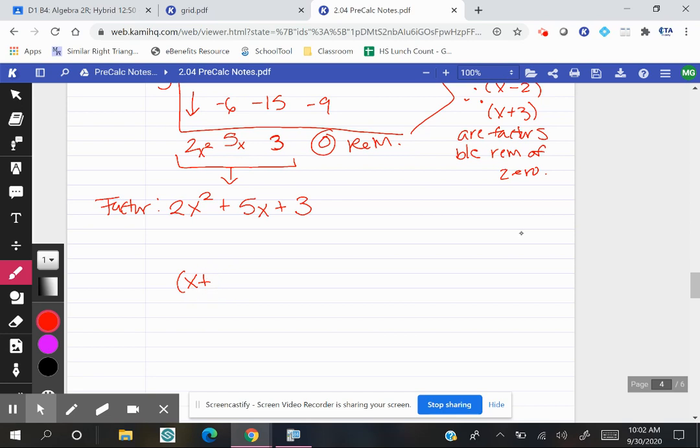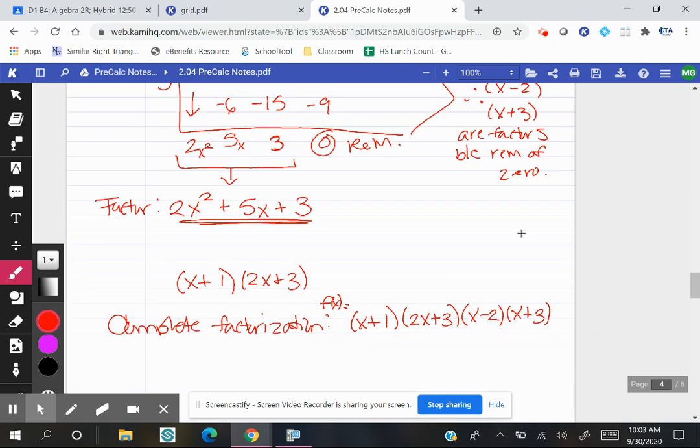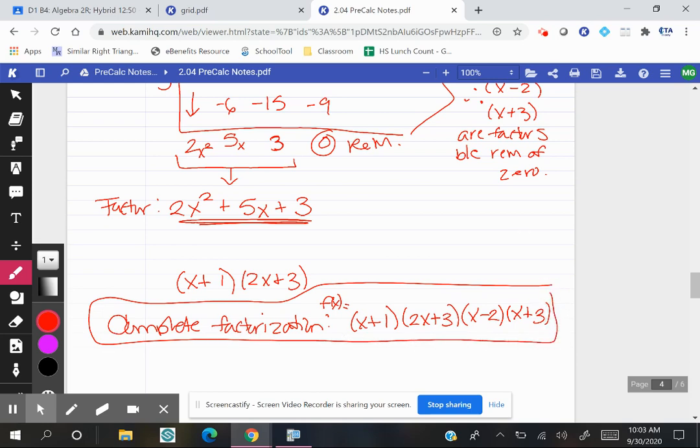Okay, so you should have gotten x plus 1 times the quantity 2x plus 3 for your 2 factors. So that tells us our complete factorization would include our x plus 1. Let's say f of x equals x plus 1, 2x plus 3, and then the ones that were given to us, which was x minus 2 and x plus 3, which is how we got the x plus 1 and 2x plus 3. We had to use those 2 factors to break down our polynomial into something more simplified. So that's our complete factorization.